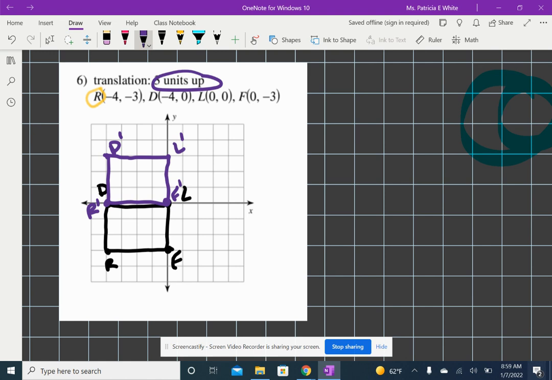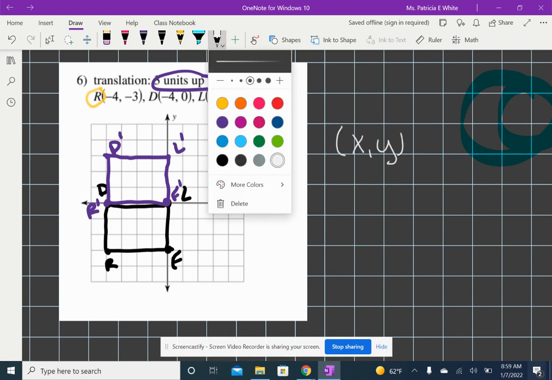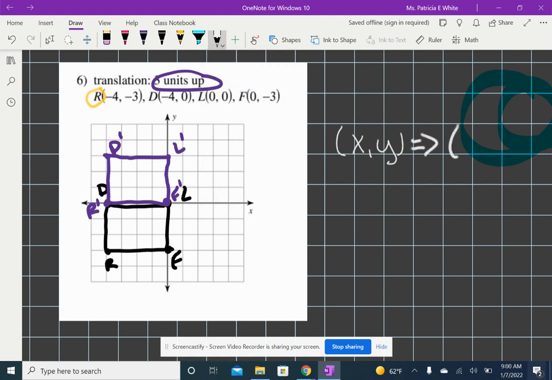Okay? Rule. I'm going to want the rule always. So I have the coordinate x, y goes to 3 units up, nothing else. So the x is going to stay the same and the y plus 3.